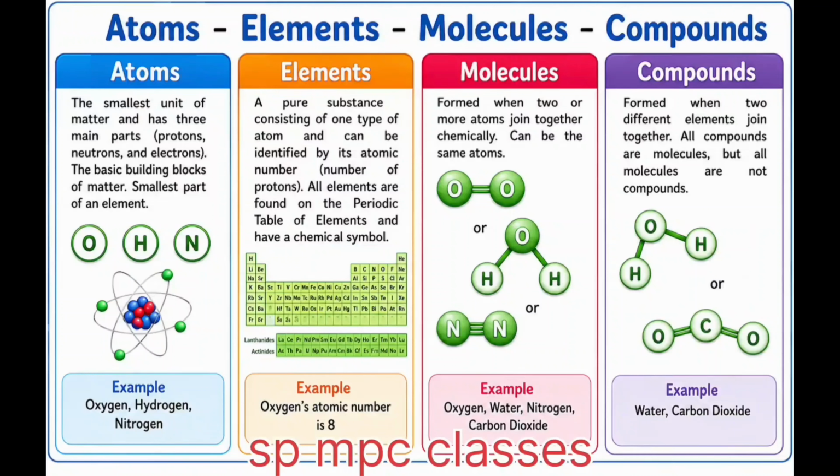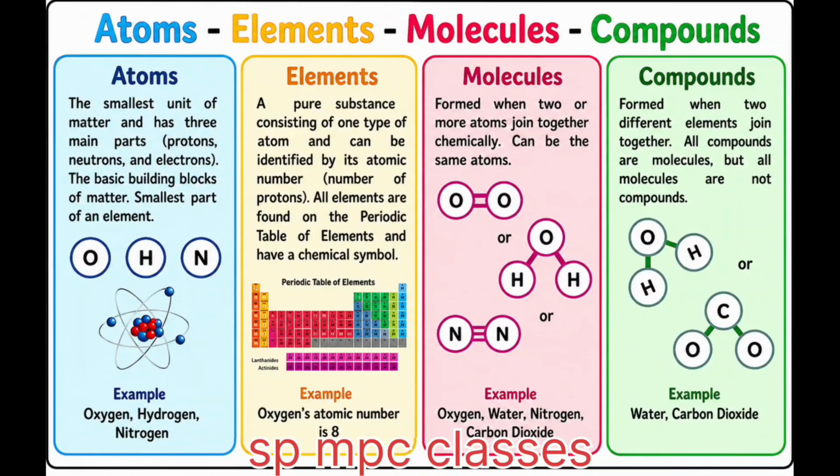Molecules are formed by two or more atoms combined together having similar properties. For example, when two oxygen atoms combine together, we get an oxygen molecule. When hydrogen and oxygen combine together, we get the water molecule. In the same manner, when two nitrogen atoms combine together, we get the nitrogen molecule.